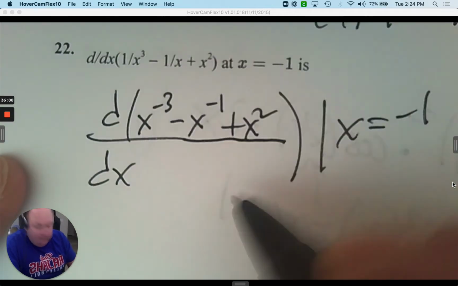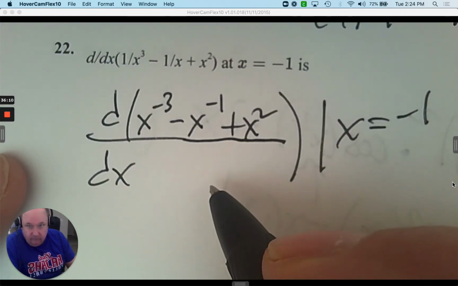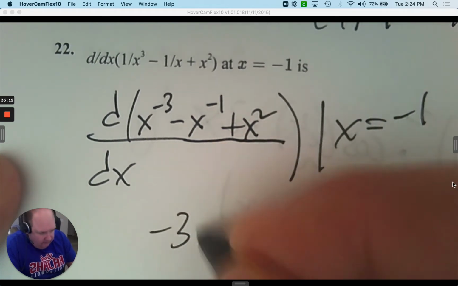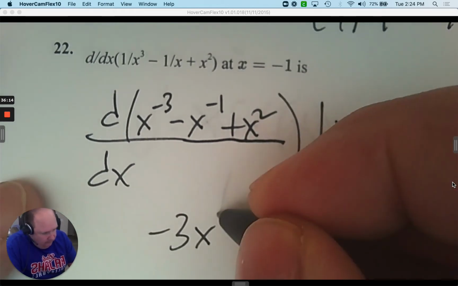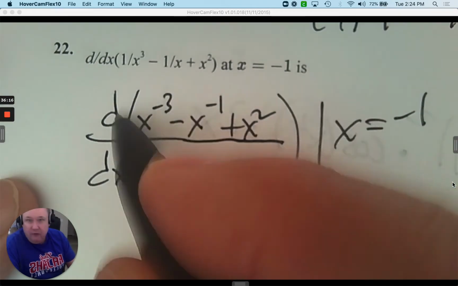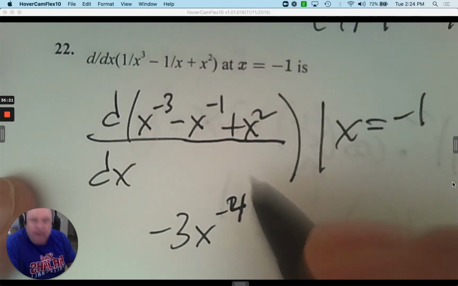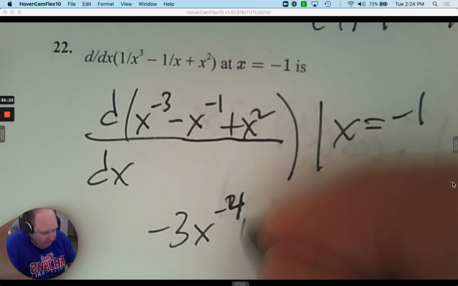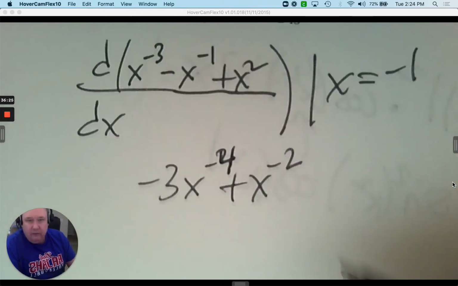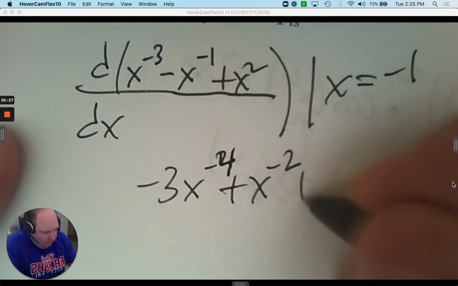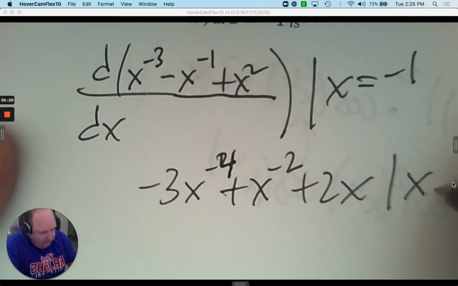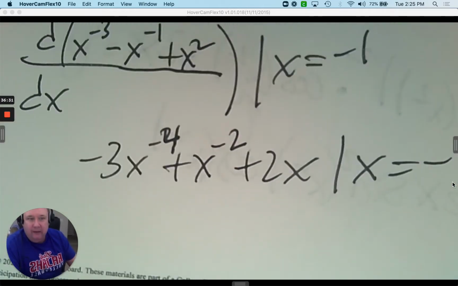So the derivative here, -3 to the -2. So multiply and subtract 1 from the exponent. Oops, this should be -4. Negative times a negative is plus. Subtract 1 from the exponent. And then that's 2x. And we're going to evaluate that at x equals -1.